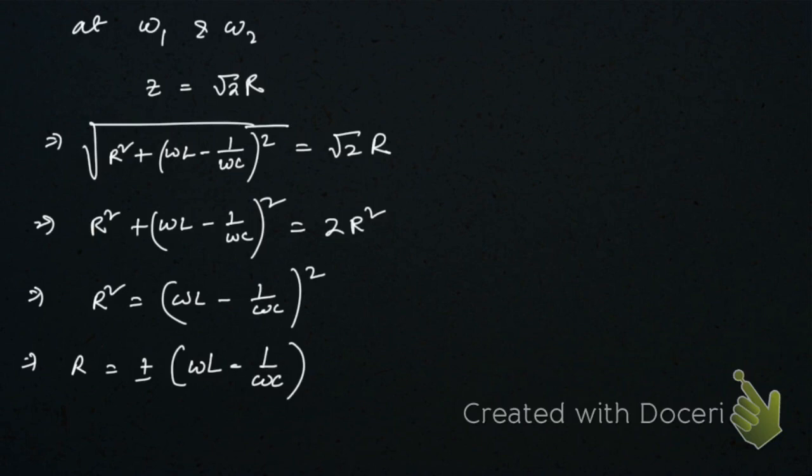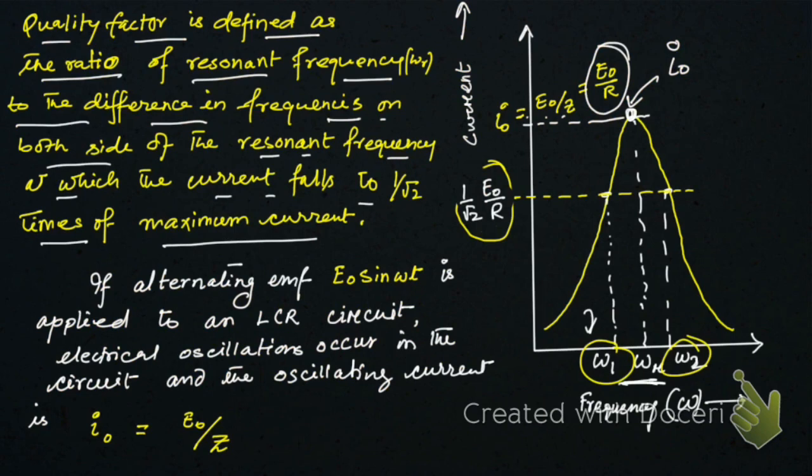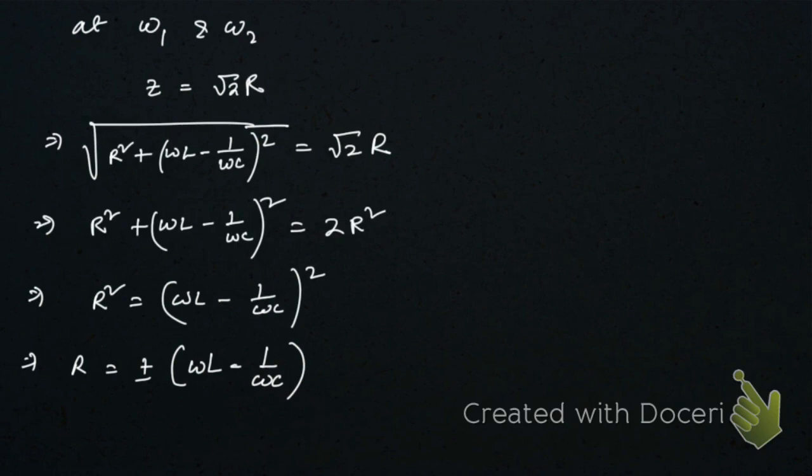Now you see, here we have considered, looking at the diagram, that omega 2 is greater than omega 1. Here let me draw a line.